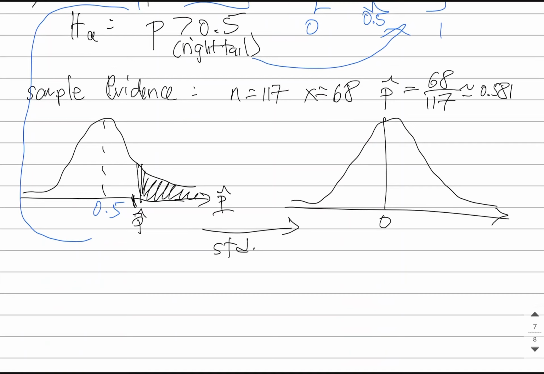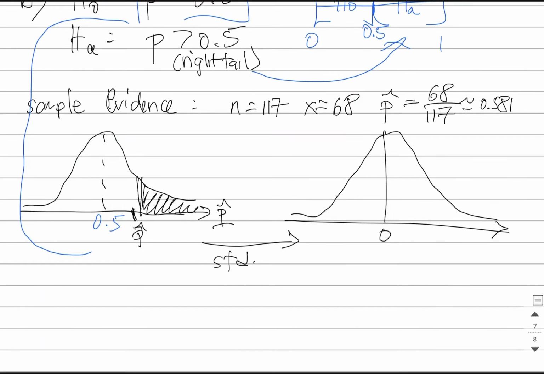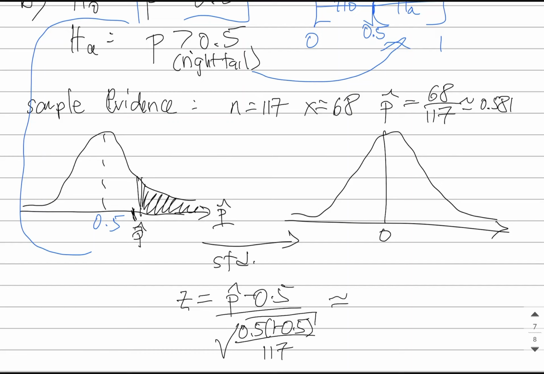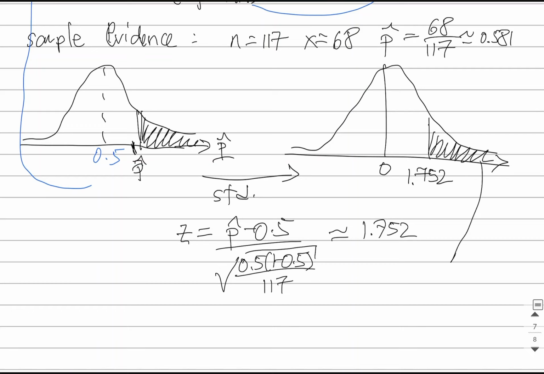When we calculate this as a standard normal problem, what we have to do is compute the z as we normally would. So z is p hat minus the 0.5 that's been hypothesized, over the square root of 0.5 times 1 minus 0.5 over 117 for n. You do all the calculations, you'll find that you get a z value of about 1.752. We could already get a sense of what this tail area is going to be. The p-value is simply the probability that z would be greater than or equal to 1.752.